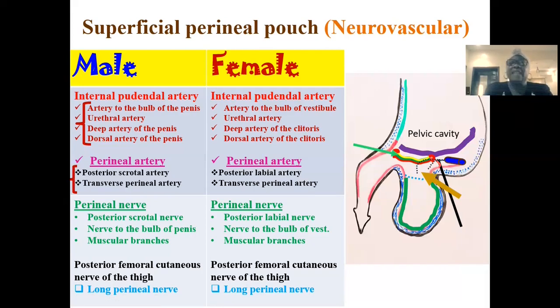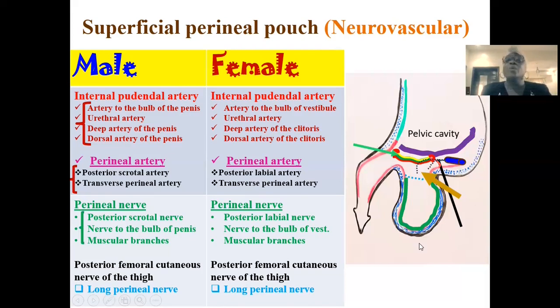which they run. And they also have a corresponding named nerve in the female. So you have the posterior labial nerve, the nerve to the bulb of the vestibule, and some muscular branches. But just for us to know, given the pattern by which they run, these vessels are just specific to the superficial perineal pouch, unlike the previously mentioned branches up here, which are seen in both the deep and the superficial perineal pouch.